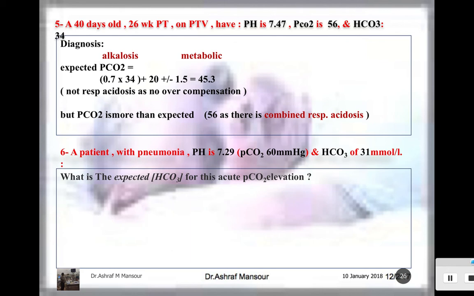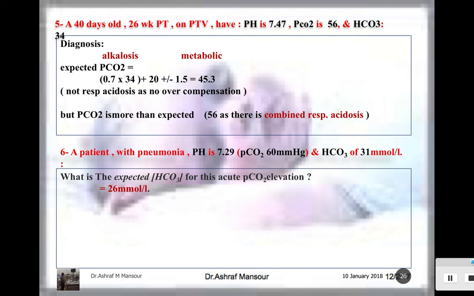In the sixth example, a patient with pneumonia has a pH that is near normal, still acidotic, 7.29, and the CO2 here is high, 60, so it looks like respiratory acidosis, and the bicarb here is toward the alkaline, more bicarb, 31. So it looks like there is some compensation. Let us calculate. What is the expected bicarb for this increase in the CO2? The increase in the CO2 here is by 15, from 45 to 60.